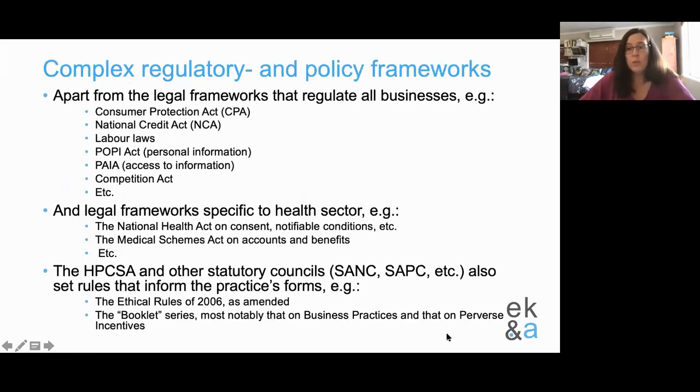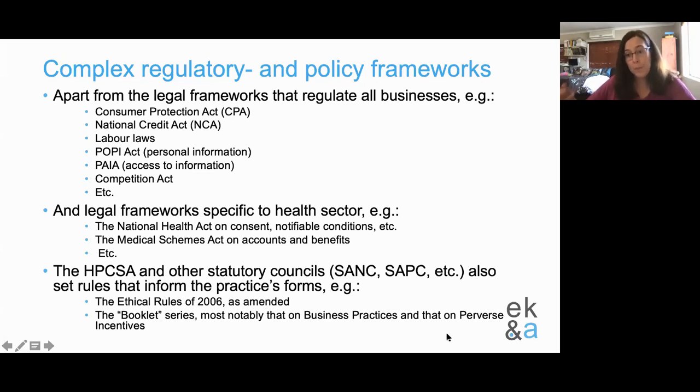So these forms, many people take these forms, you buy a standard file from a stationery shop and it's got information on top and you think, okay, that's fine, I'm sorted. That is not necessarily the case, because apart from general business rules, so I've listed there a few: Consumer Protection Act, National Credit Act, POPI, PIA, competition law, all of those apply to the practice, but there's also health-specific law. And if you are working in, for example, mental health, we can add to this list the Mental Health Care Act. If you deal with children, the Children's Act needs to be added there.